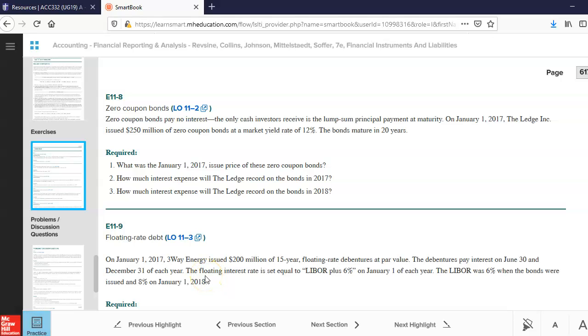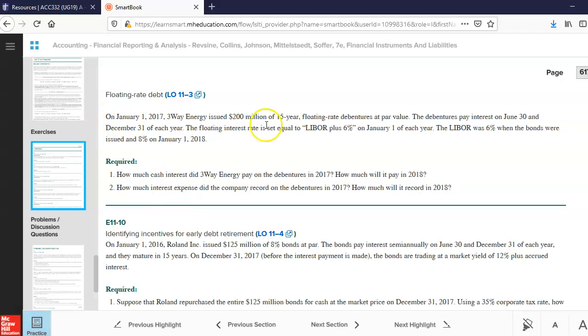Next, let's take a look at question 9. This is floating rate debt. We had a little slide that talked about that, and there's a page in your chapter about it. So January 1 of 17, Three-Way Energy issues $200 million 15-year floating rate debentures at par value. A debenture is a form of debt. They pay interest on June 30 and December 31 of each year. The floating interest rate is set to equal LIBOR plus 6% on January 1 of each year. The LIBOR was 6% when the bonds were issued and 8% on January of 18, a year later.